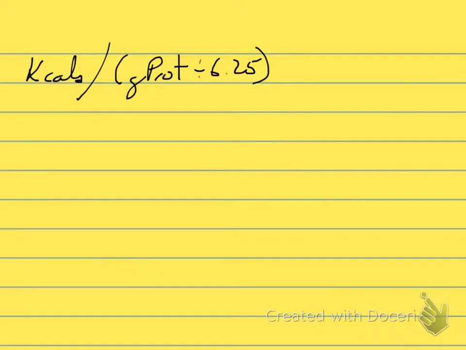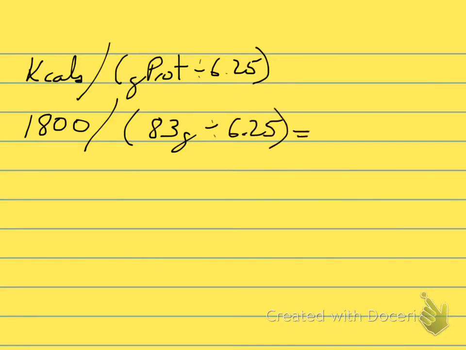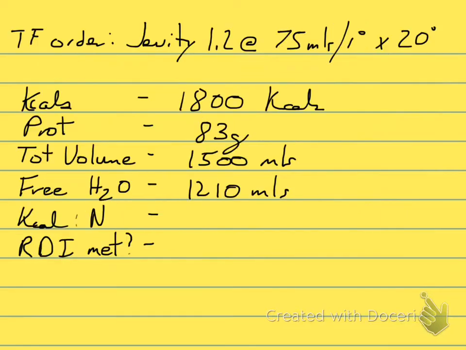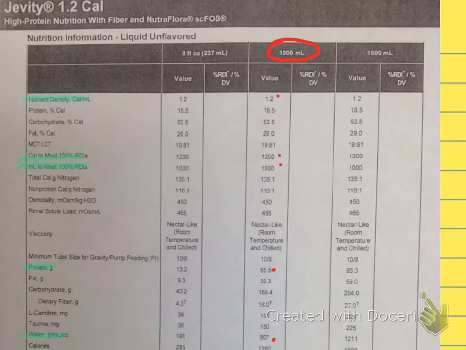So if we do the math here, we have 1,800 total calories, right? And we're dividing that by 83 grams of protein, which is what we have being provided, divided by 6.25. And when I do this math, I end up with 135.5. Now, the sheet that we have, and I don't think you can see it on here because I think I've got it cut off, does tell you, it's right here. It tells you it's 135 to 1, so why did we bother calculating it?